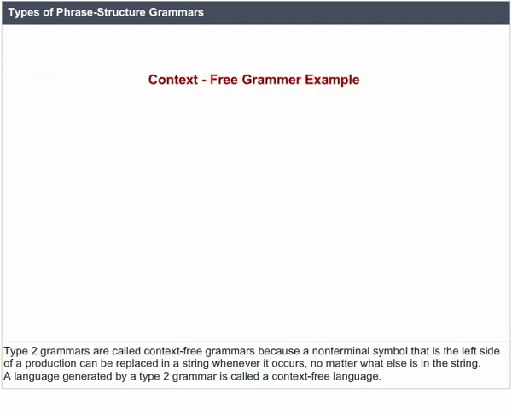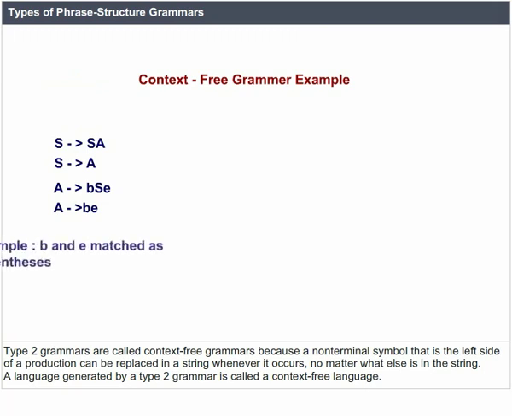Type 2 grammars are called context-free grammars because a non-terminal symbol, that is the left side of a production, can be replaced in a string whenever it occurs, no matter what else is in the string. A language generated by a type 2 grammar is called a context-free language.